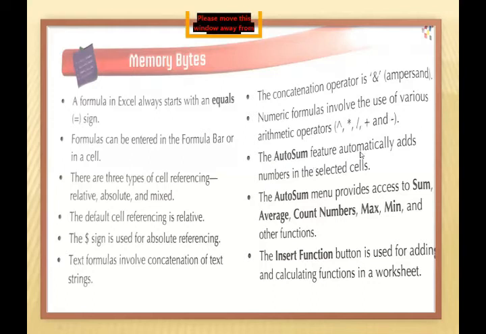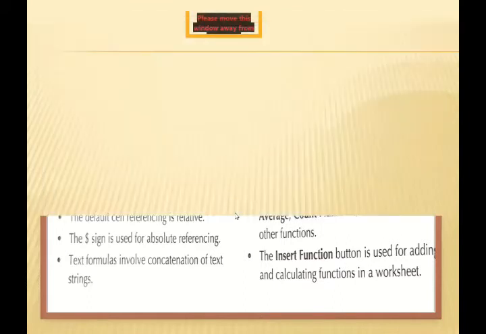The auto sum feature automatically adds numbers in the selected cell. The auto sum menu provides access to sum, average, count numbers, maximum, minimum, and other functions. So these are the functions: sum, average, count number, max, min. The insert function button is used for adding and calculating functions in a worksheet. Now move towards the next slide.